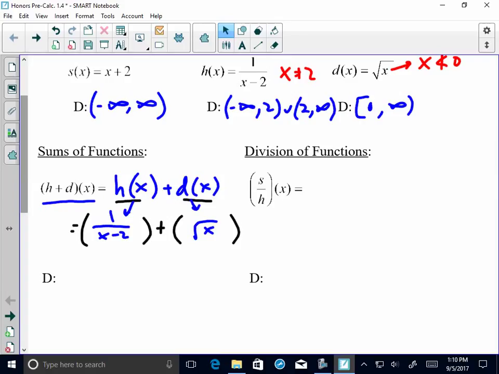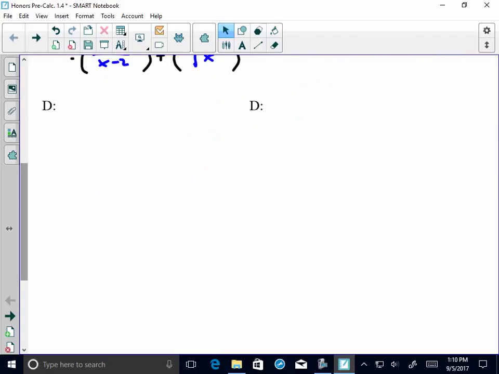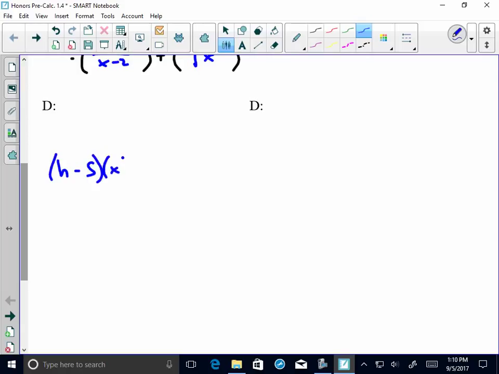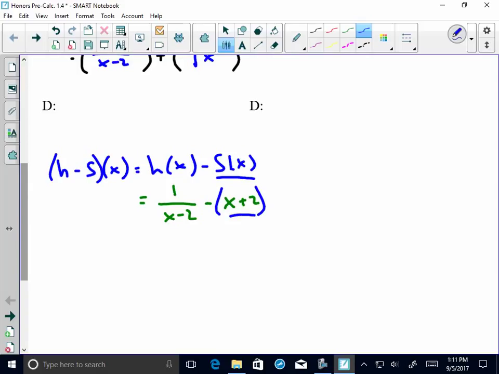Now, the parentheses are important. If we were thinking about combining two functions with, let's say, subtraction, so let's say we had h minus s of x. Well, that would be h of x minus s of x, right? And if we combine without parentheses, we would have 1 over x minus 2 minus x plus 2. Now, of course, this is a lot different than when we have parentheses. And really what we're saying is the quantity for s of x is being subtracted from the quantity for h of x. So really, it's this entire number that we get when we plug in the x that's being subtracted from the h of x. So we need those parentheses there.